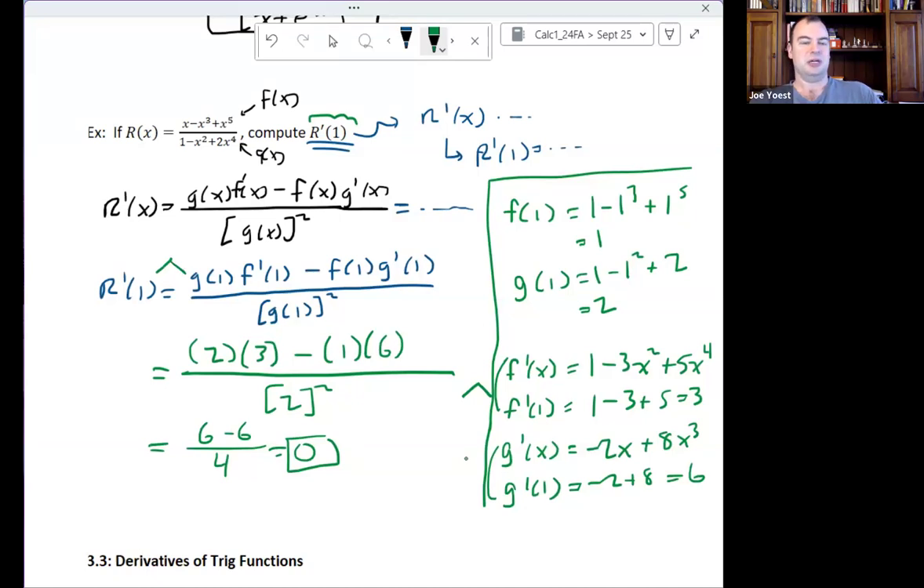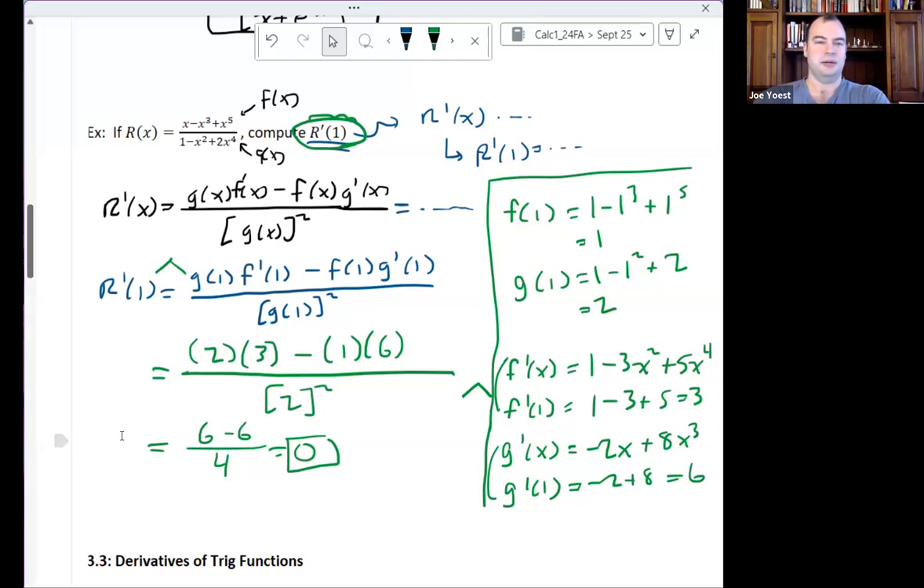I mean, I have this big messy expression, but instead of having to deal with bunches of variables and polynomials being plugged into that expression, I can just deal with numbers. I can leverage the fact that I'm only being asked for the derivative at a number here. I don't need to find the derivative as a general function for this problem.